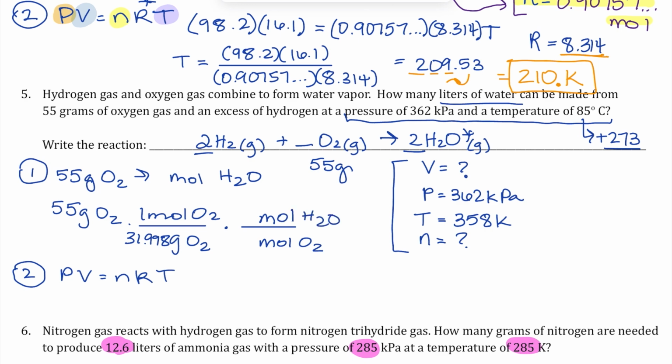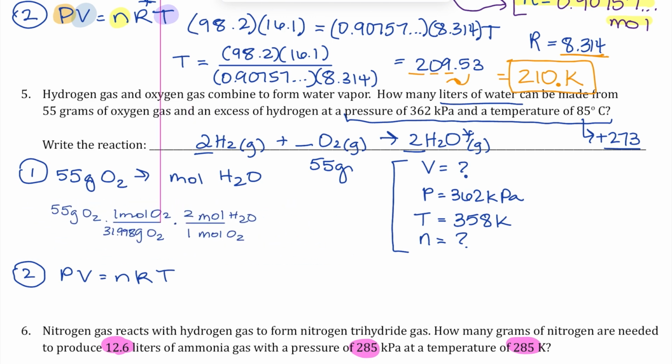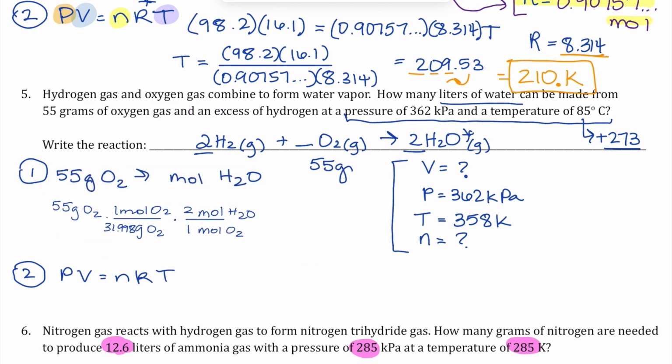And so we're going to have 2 moles of H2O to 1 mole of oxygen. And I can go ahead and do that calculation to figure out how many moles of H2O will be produced. And I get 3.437, and that continues, moles of H2O. I'm going to keep that in my calculator, or at least keep past my sig figs, so I'm not cutting off too many digits.